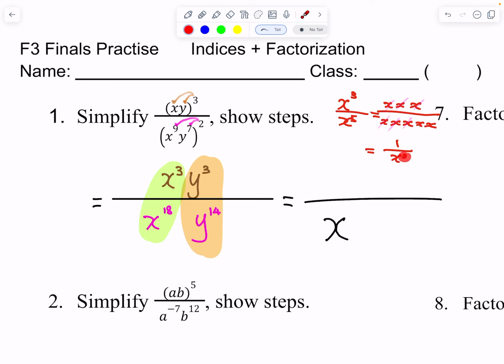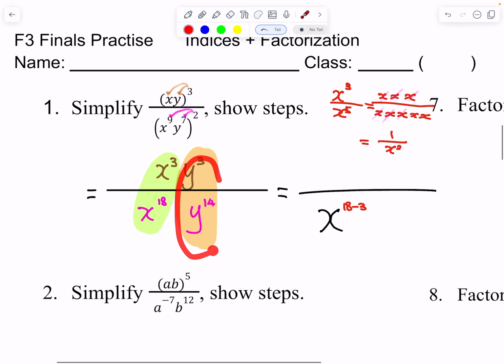How do I get this 2? 5 minus 3, because the 5 was bigger. The same goes here. For the bottom one, it's the biggest power minus the smallest power. So 18 minus 3 you get. Okay, let's write this down. And then how about for y? Which one is bigger? Again, the bottom one. So write it down.